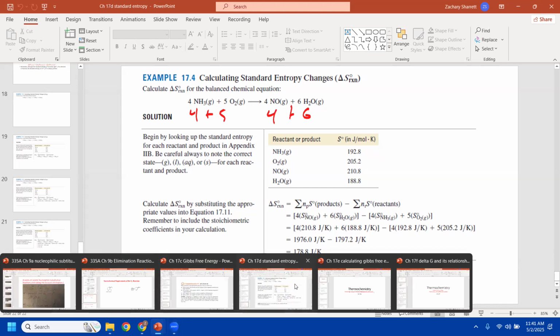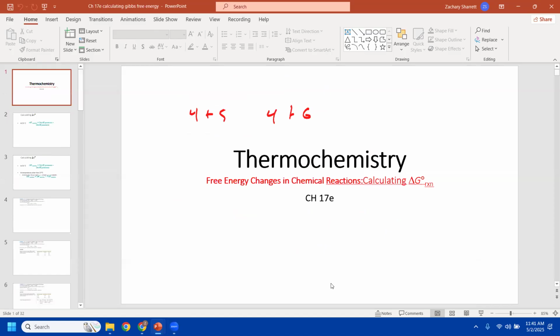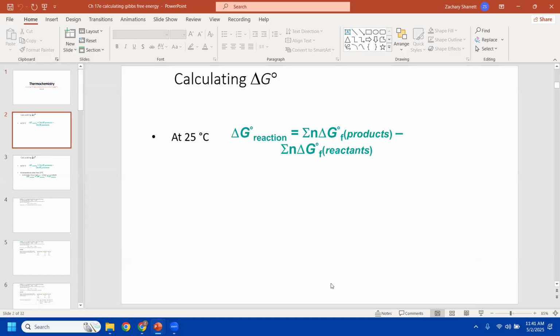We are flowing. Let's get to calculating Gibbs free energy now. So, anybody ever see this equation before? Cade, you ever seen an equation like this before?